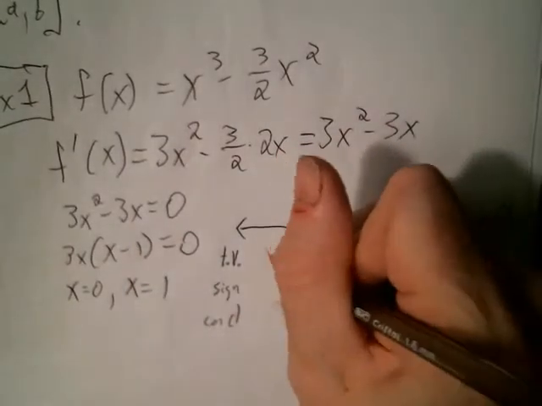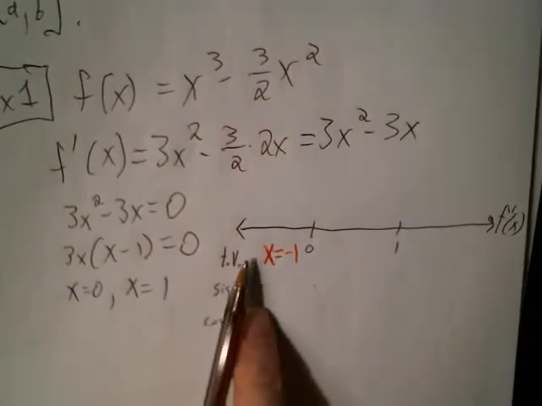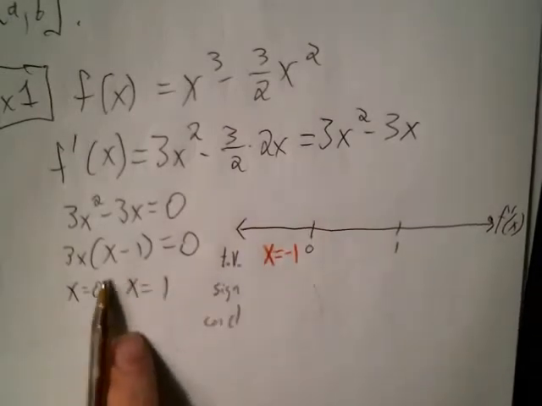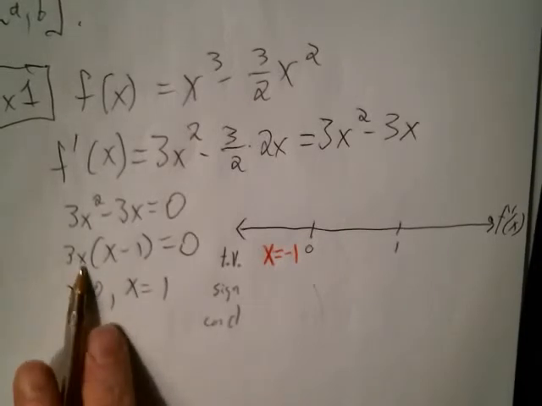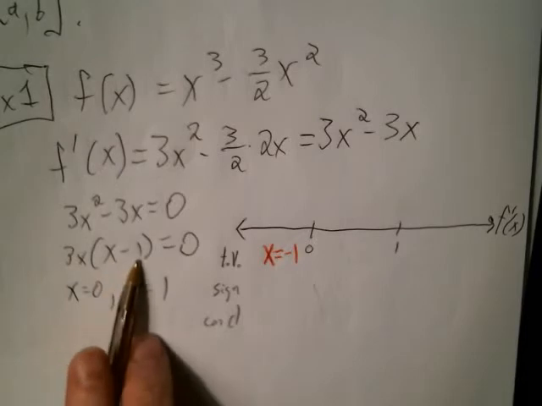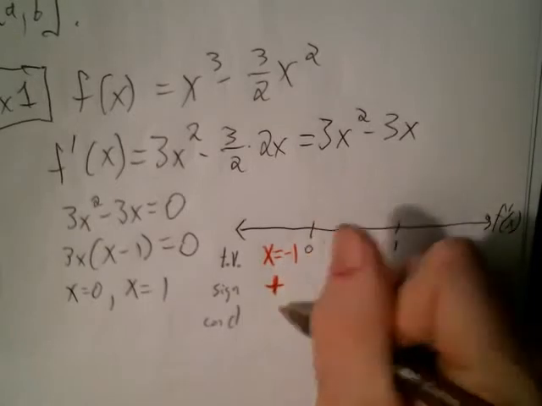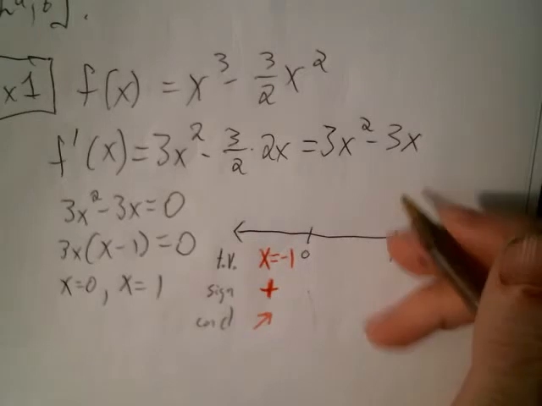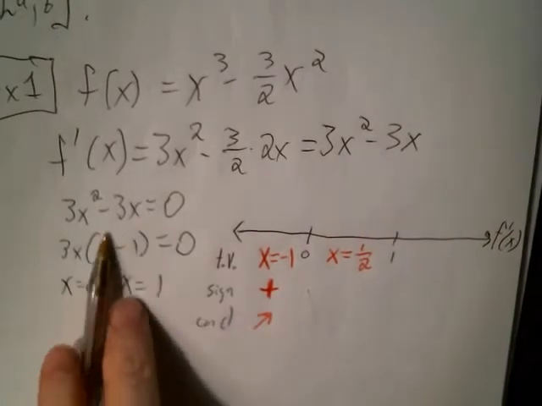So here, maybe use a different color, right? So I'll pick x equals -1, and we're plugging these values into our derivative. If I plug -1 into here, and I'll use this form because all I'm looking for is the sign, 3 times -1 is negative. -1 minus 1 is negative. Negative times negative is positive. And so our conclusion is that it's increasing. From 0 to 1, I'll pick x is 1/2. Plug that into my derivative formula.